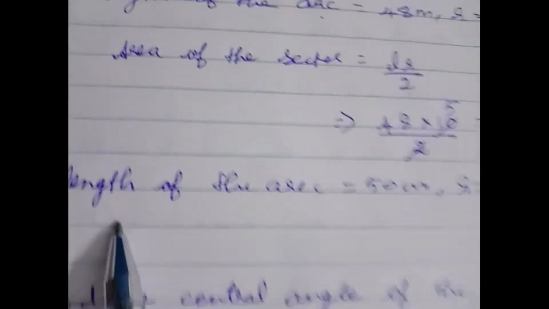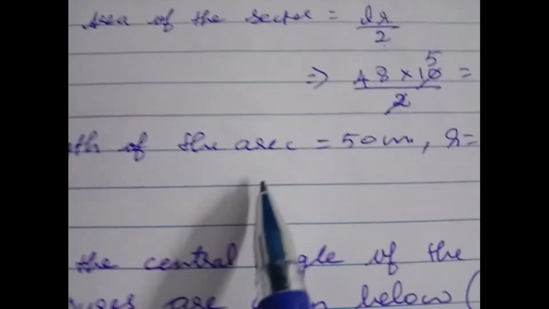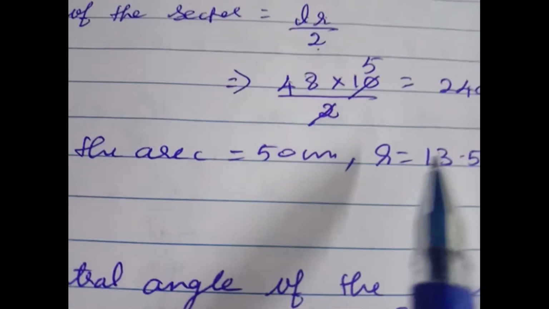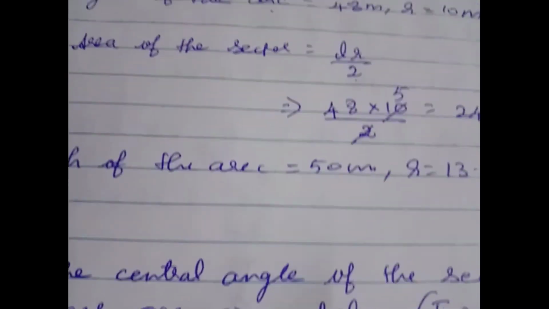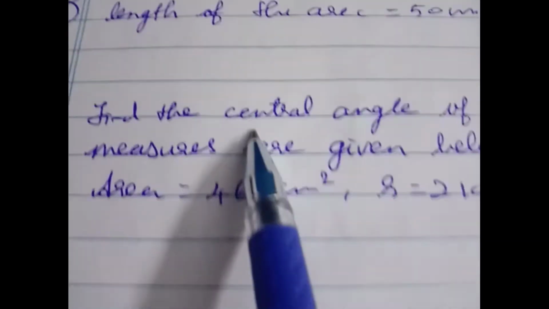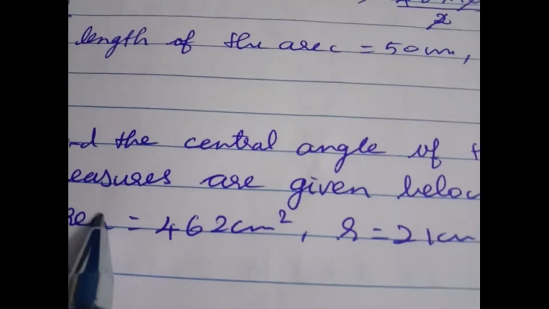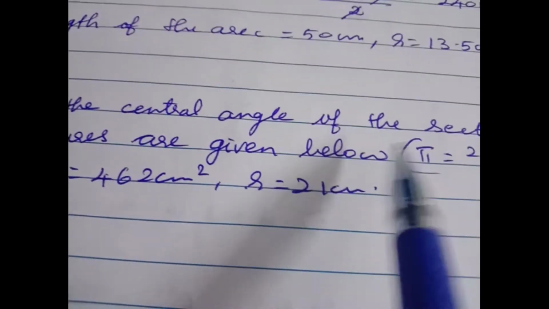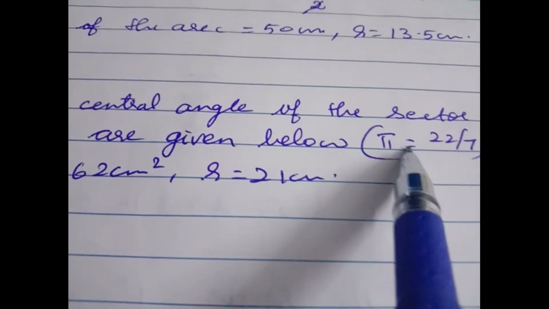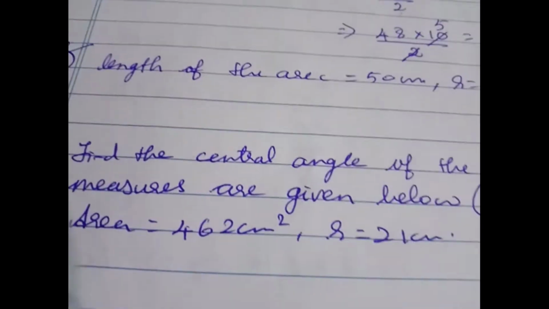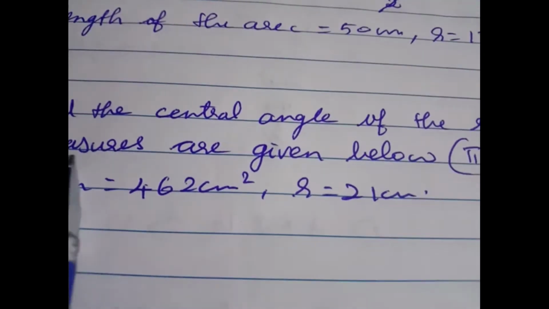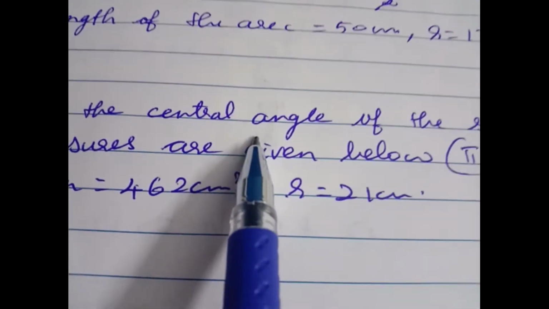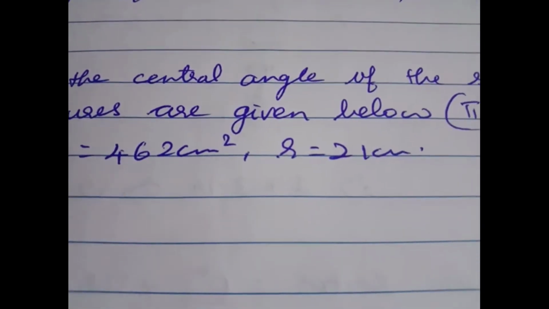Next one is your homework question. Length of the arc is equal to 50 centimeter and R is equal to 13.5 centimeter. Then we move to the sixth question. Find the central angle of the sectors whose measures are given below. Asked to use the pi value is equal to 22 by 7. Given the value is area and the R. You have to find out the central angle of the sector.